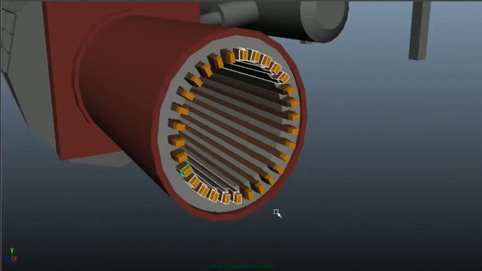Actual generators consist of hundreds of slots and multiple conductors per slot. As I have told you, I will do a separate video on the winding of alternators.